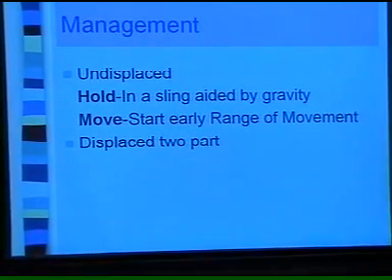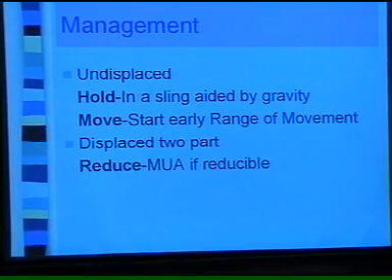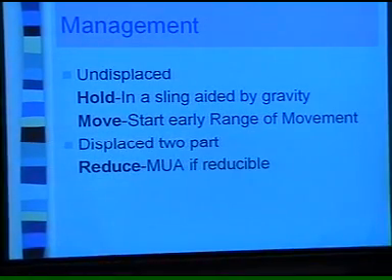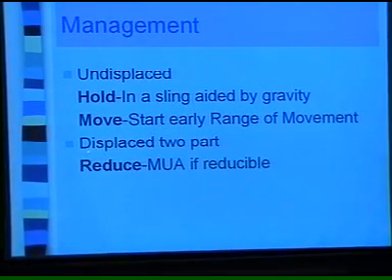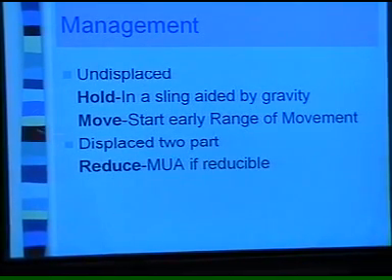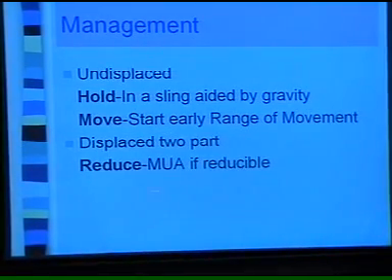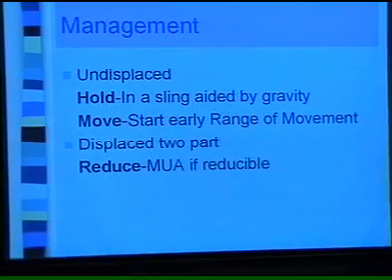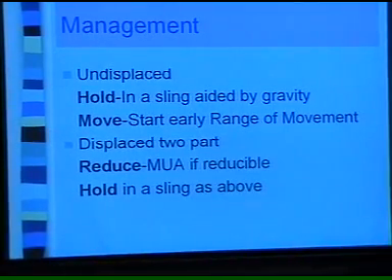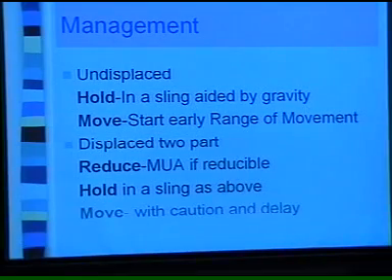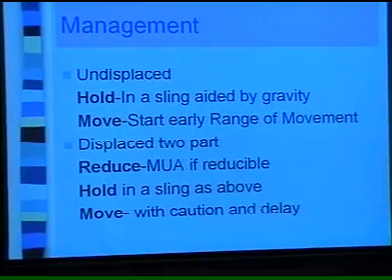Second difficult one, displaced 2-part fracture. It can also be managed conservatively if the displacement is not more than 1 centimeter or the angulation is not more than 45 degrees. That's my criteria. So we do not manipulate all of them, we just accept it as reduced if the displacement is within those limits. But if it is more than that, reduce it, do a manipulation. If it is reducible, then hold it in a sling, again reduce and hold as above, and start moving it with caution and delay.